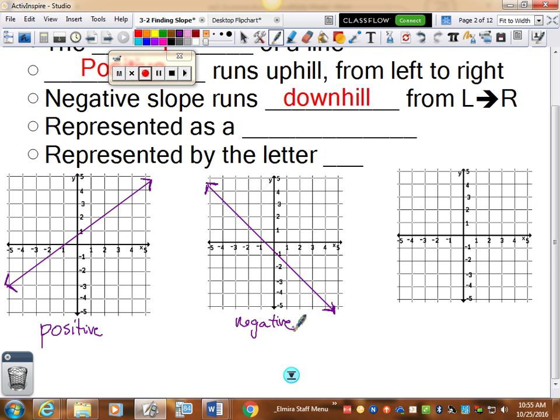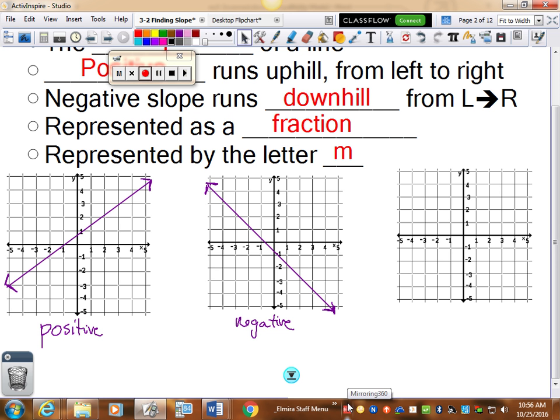Now slope is often represented as a fraction, because when we're figuring out slope, the formula is a fraction. You can divide out the fraction and make a whole number or decimal answer, but we will be saving decimals for next chapter. And for whatever reason, it's represented by the letter M. M obviously is not the first letter of slope. Not sure why it's M, it just is.